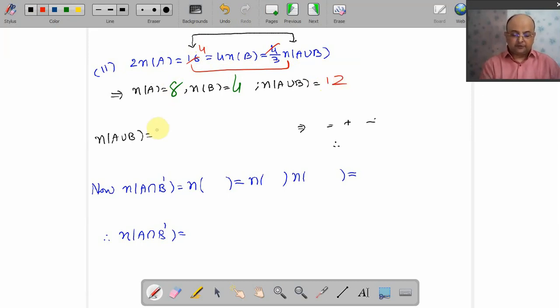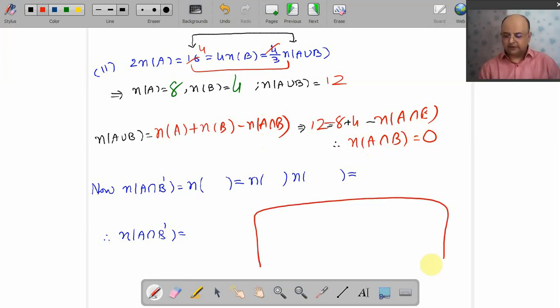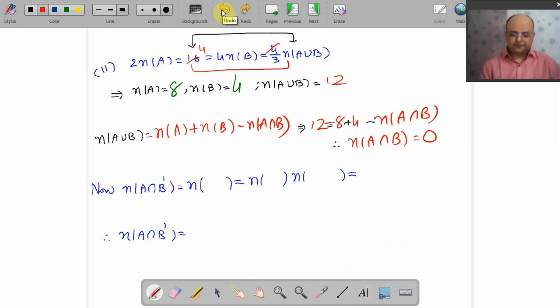N of A union B, you know the formula: n of A plus n of B minus n of A intersection B. N of A union B is 12, so 12 equals 8 plus 4 minus n of A intersection B. So n of A intersection B is 0. It's okay, this happens with disjoint sets. Suppose A is here and B is here. What is n of A intersection B? 0. So it's okay. But you are asked to find n of A intersection B dash.